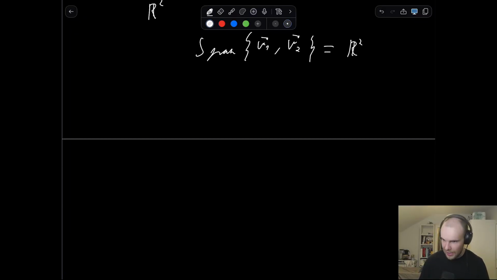Great, then we have that, and this will come later, but these two vectors are actually what are called a basis. They form the basis for that whole vector space. Okay, that's all right. Now let's go to a more complicated example.